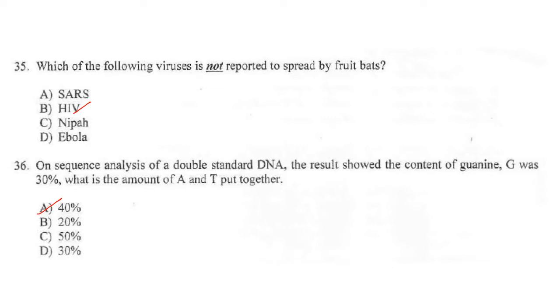Now, if they have asked how much is A or how much is T, then A will be half of 40, that is 20%, and similarly T also will be half of 40, so it will be 20%.